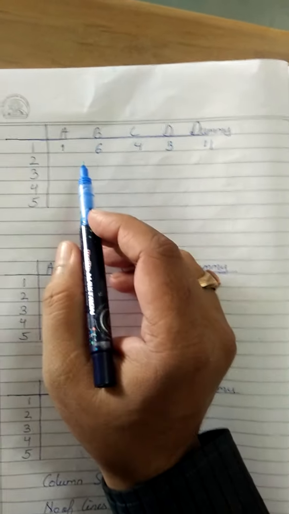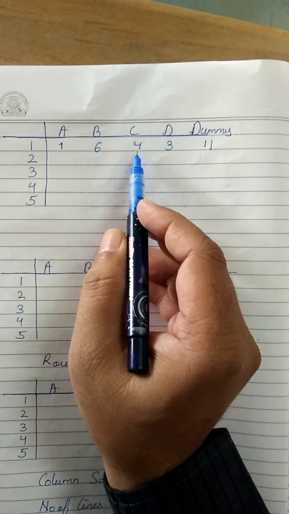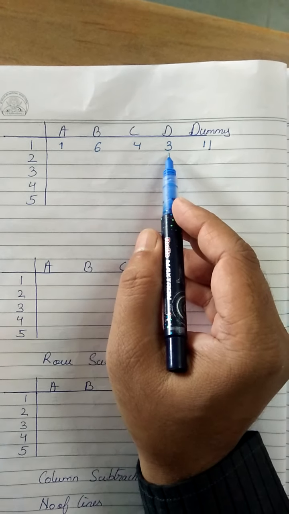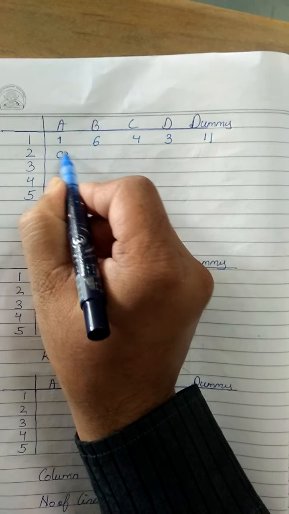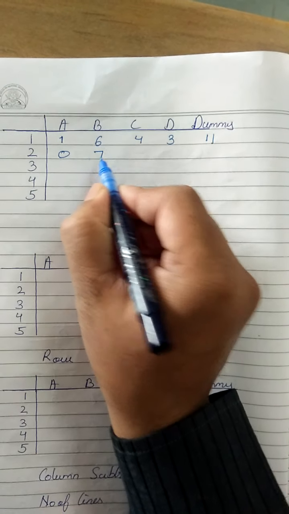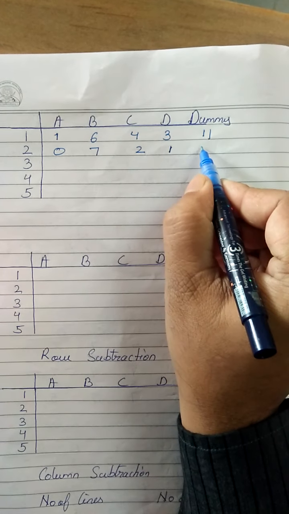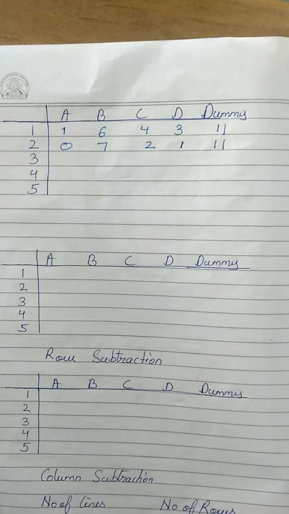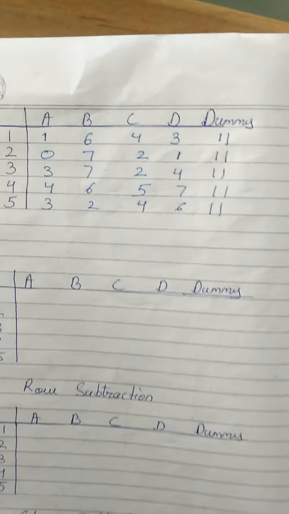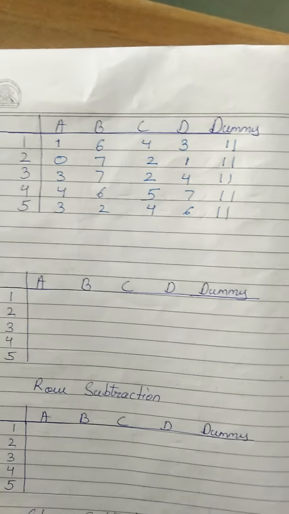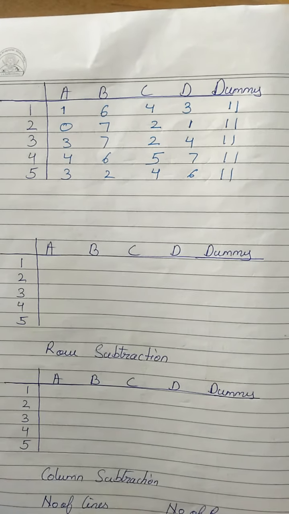Take the first row. 11 minus 10 is 1, 11 minus 5 is 6, 11 minus 7 is 4, 11 minus 8 is 3, 11 minus 0 is 11. Similarly for the second row, 11 minus 11 is 0, 11 minus 4 is 7, 11 minus 9 is 2, 11 minus 10 is 1, 11 minus 0 is 11. Now we need to repeat this for the whole matrix. After completing it, we get a new matrix. Now we need to solve it by the Hungarian method.